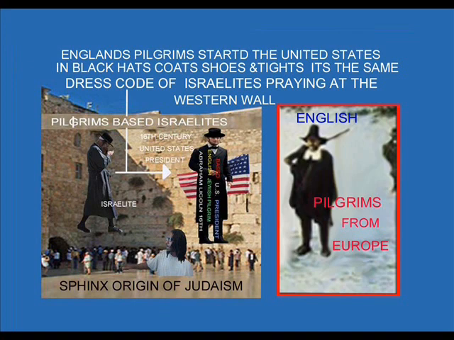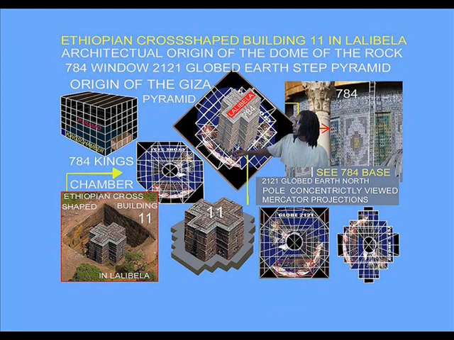So this is where we use the Dome of the Rock window. Okay, we're looking at the Step Pyramid E, or the stone rectangular window frame.